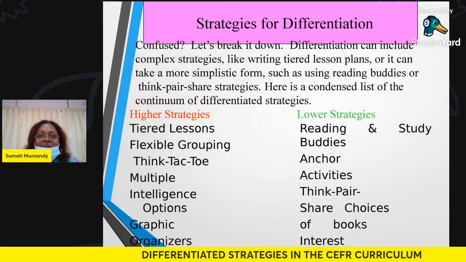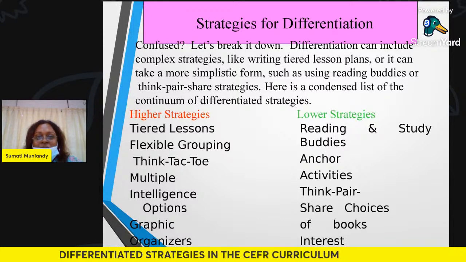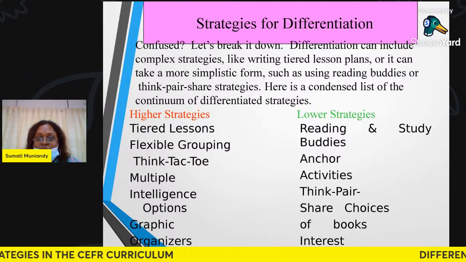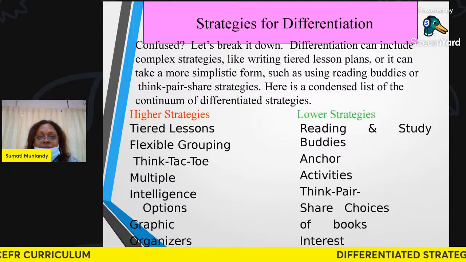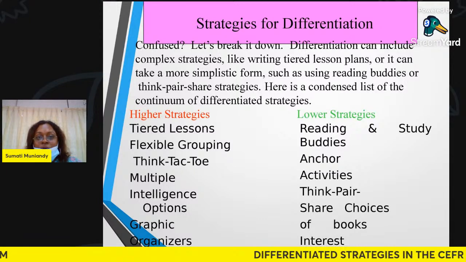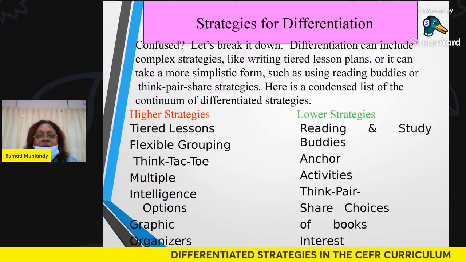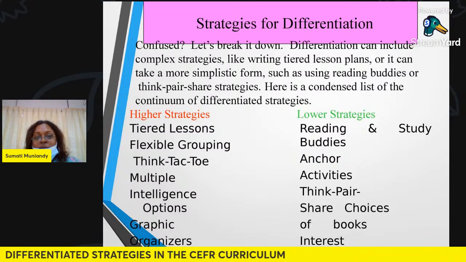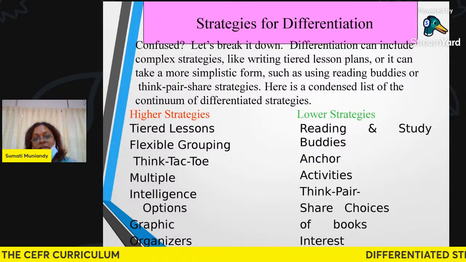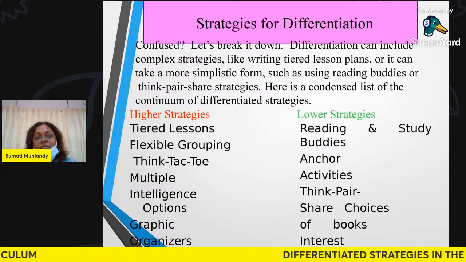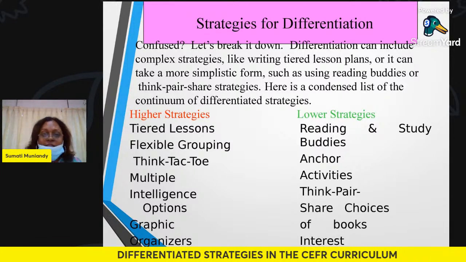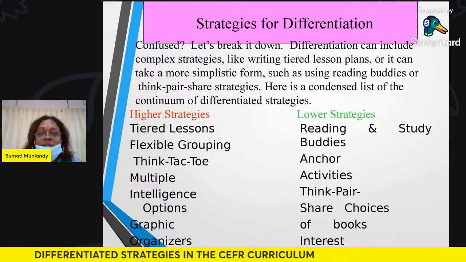Confused? Let's break it down. Differentiation can include complex strategies like writing tiered lesson plans, or it can take a more simplistic form, such as using reading buddies or think-pair-share strategies. I'm not saying that differentiated strategies must be complicated. No, as I told you before, we have to modify our strategies to cater for the needs of the students.